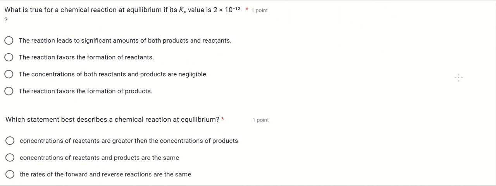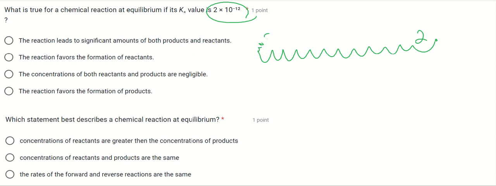What is true for a reaction at equilibrium if the K value is really, really small? It's a really, really small number. That's point. Well, let's go this way. All right, that's 2 decimals there for the 2. 1, 2, 3, 4, 5, 6, 7, 8, 9, 10, 11, 12. I think I lost track, but all of these zeros. Is that a big number? No, it's a very, very small number.